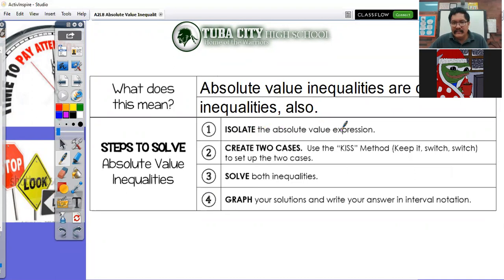Create two cases. So use what we call the KISS method, and that is keep it, switch, switch. So the first case, you're going to keep it the same, just remove the absolute value, and then the second one, you're going to switch the inequality, so the direction of the mouth opening, and you're also going to switch the sign that is on the outside number or numbers. Then you're going to solve both cases and then graph it and then write it in interval notation. So again, it's not anything that we haven't done before. We're just bringing two things that we already know together.